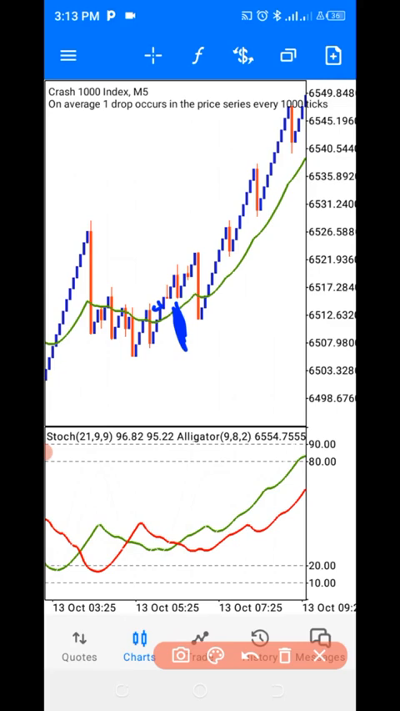And while you are doing that, make sure the green moving average has touched the 20 level or the 10 level, as the case may be, for Crash 1000. So once the two confirmations are met, then you can take your buy.